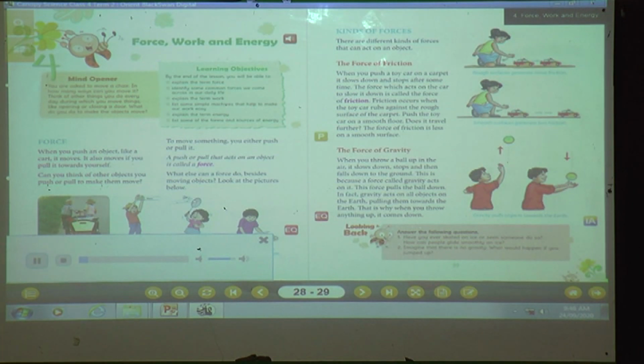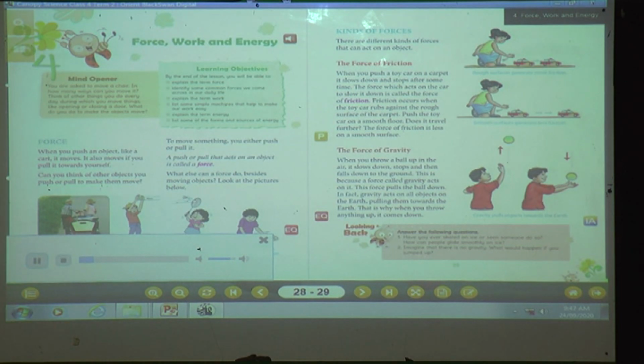Think of other things you do every day during which you move things, like opening or closing a door. What do you do to make the objects move? When you push an object like a car, it moves. It also moves if you pull it towards yourself. Can you think of other objects you push or pull to make them move?